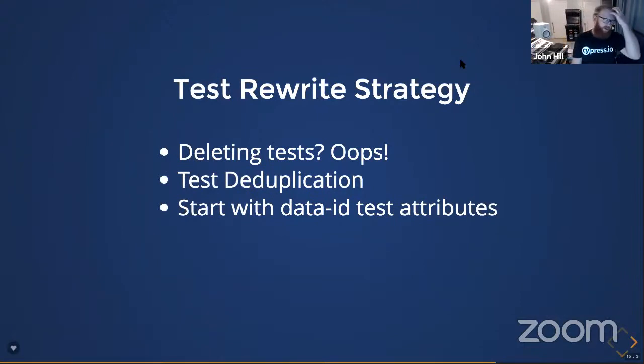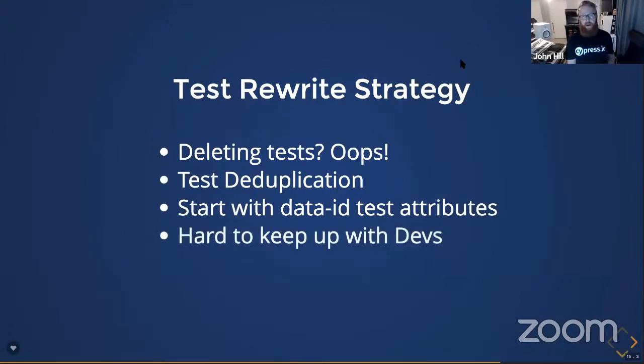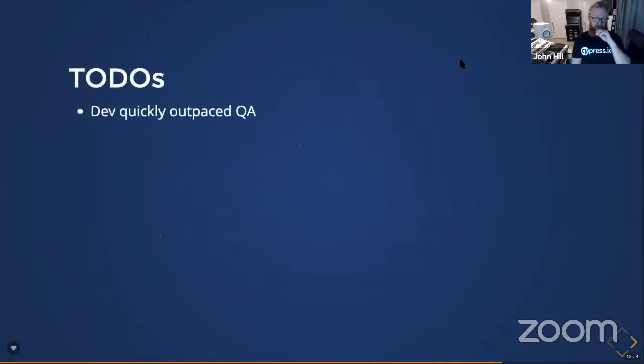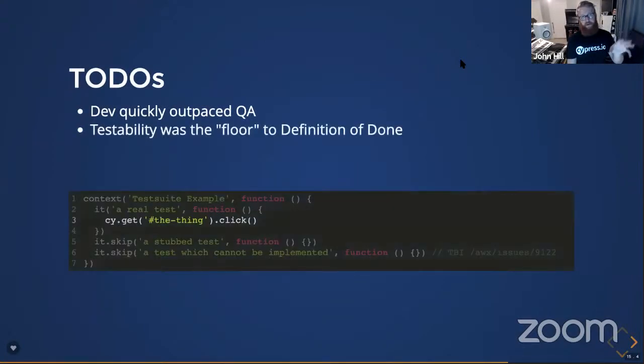And if we could do it all again, we'd start with data ID test attributes. We started with unique IDs, and now we're adding data IDs back. But the main thing we found was it was actually very difficult to keep up with the devs. They kept flying past us. And so this is where I'm going to bring up to-dos in our strategy. What we ended up with was, as the definition of done before something got merged in, we needed testability. That was kind of the floor.